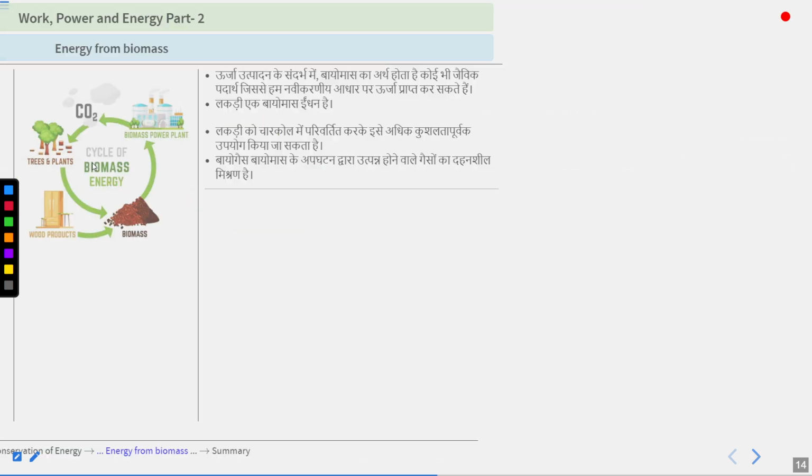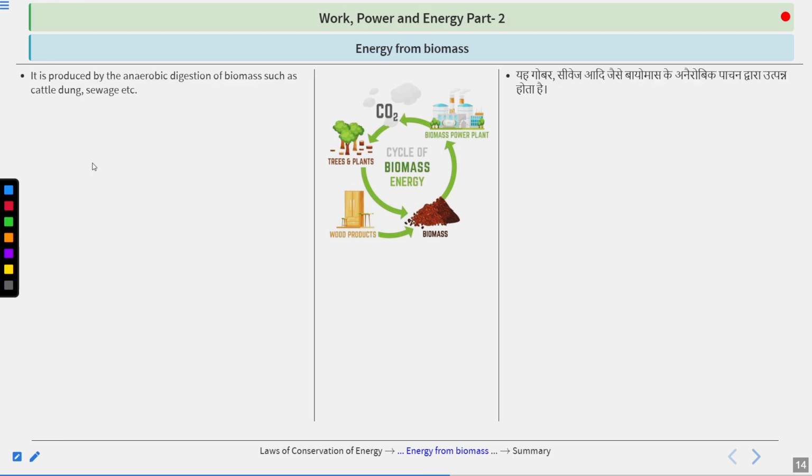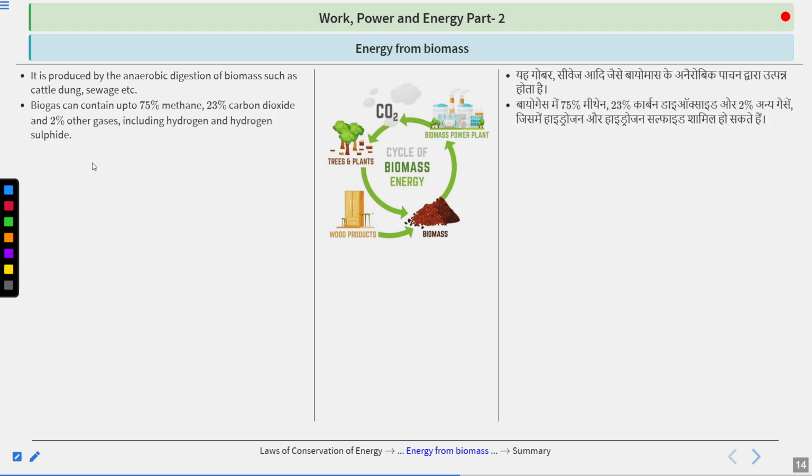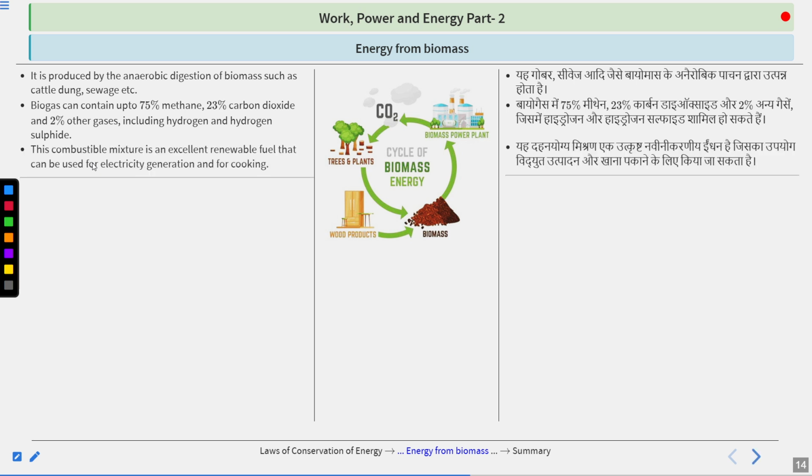Got it? It is produced by the anaerobic digestion of biomass such as cattle dung, sewage, etc. Biogas can contain up to 75% methane, 23% carbon dioxide, and 2% other gases, including hydrogen and hydrogen sulfide. That's why it is said to be a mixture of gases. This combustible mixture is an excellent renewable fuel that can be used for electricity generation and also for cooking.